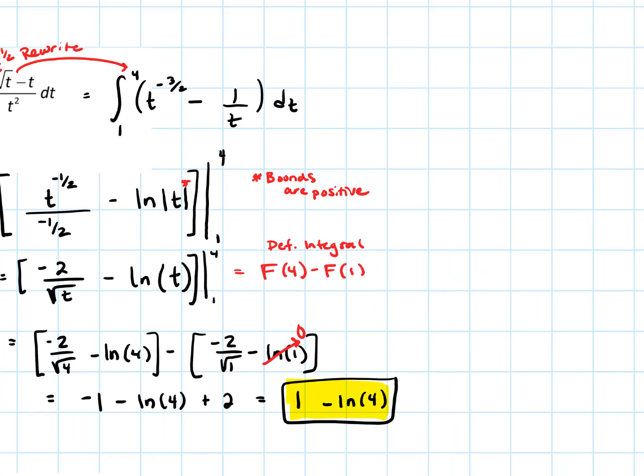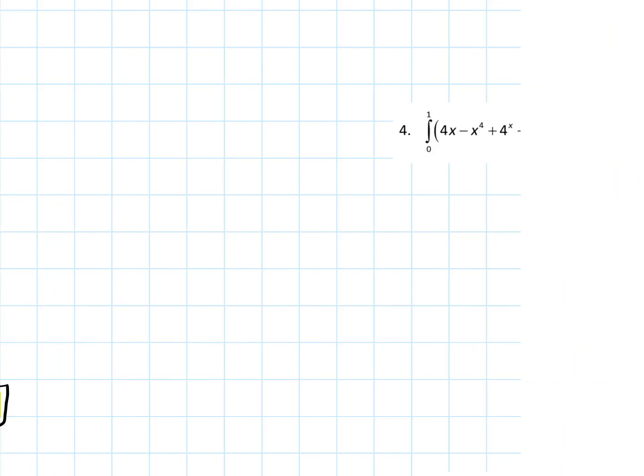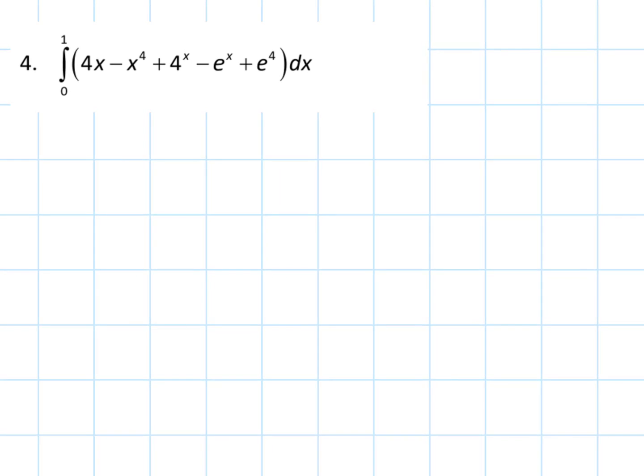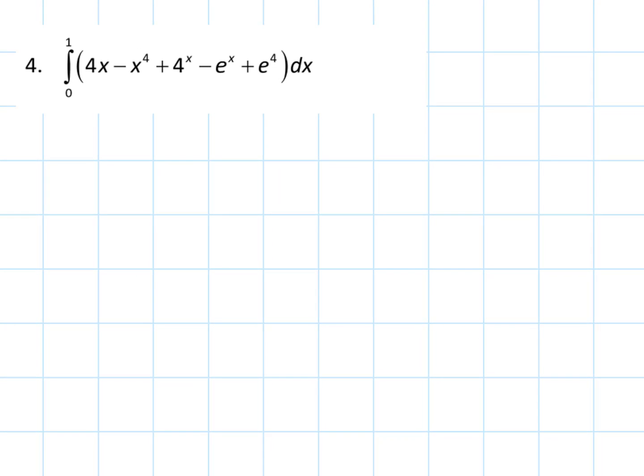Okay, let's do one more example, and then let's wrap this video up with what is called the net change theorem. So bring this all back to applications again here at the end.